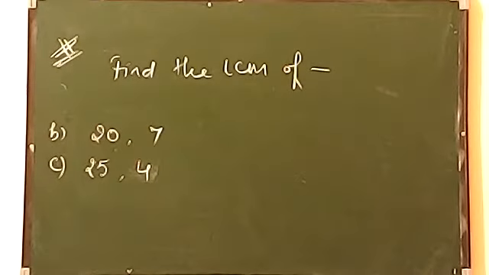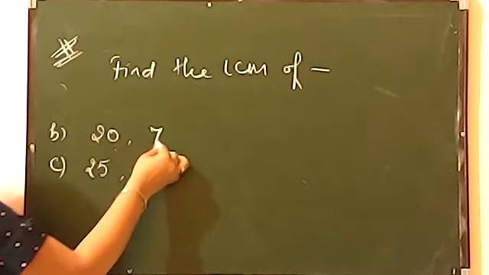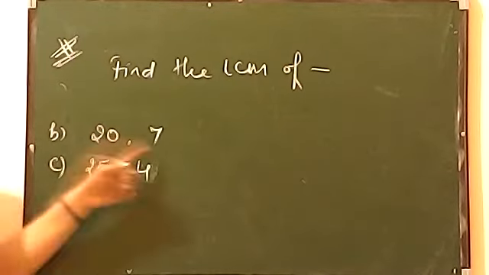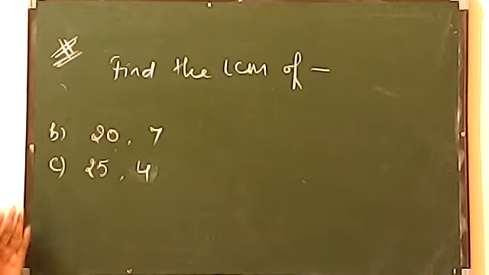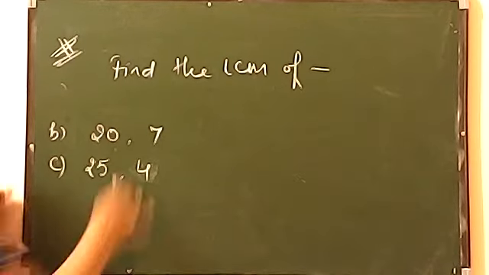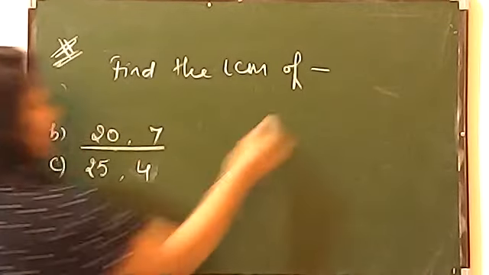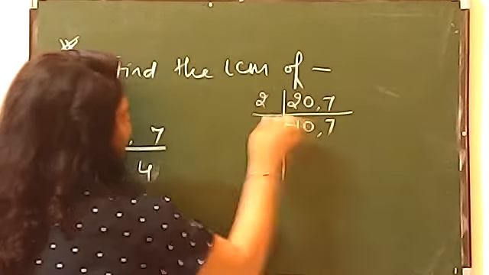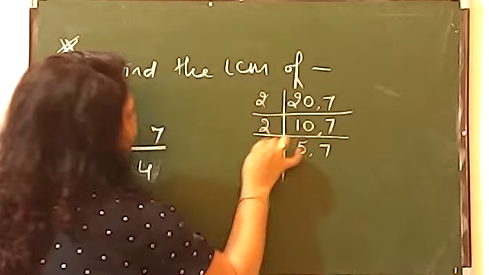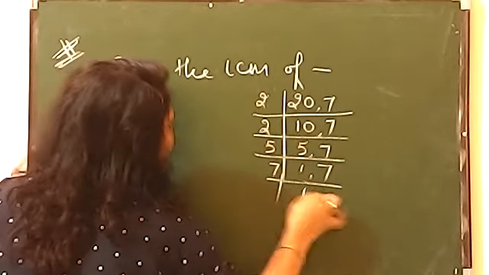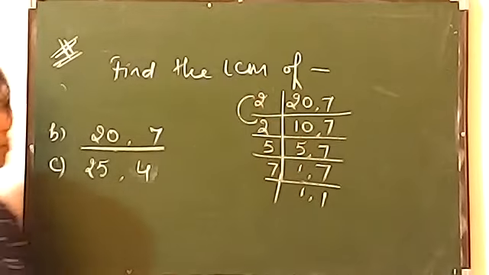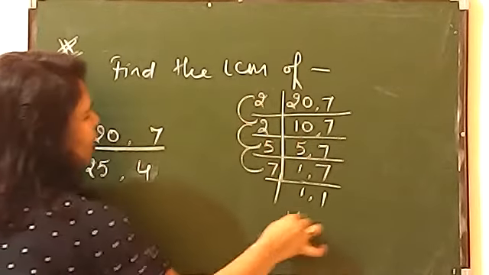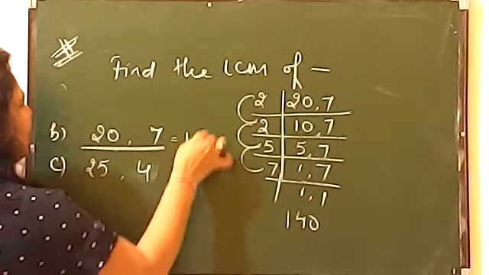Now let us move on to the second question which I gave you. That is 20 and 7. 20 factors are 1, 2, 4, 5, 10, 20. Factor of 7 is only 1 and 7. It means there is nothing common except 1. That means they both are co-prime numbers. So let us see what is coming as their LCM. 2 into 2 is 4, 4 5s are 20, and 20 7s are 140. It means the LCM is coming 140.